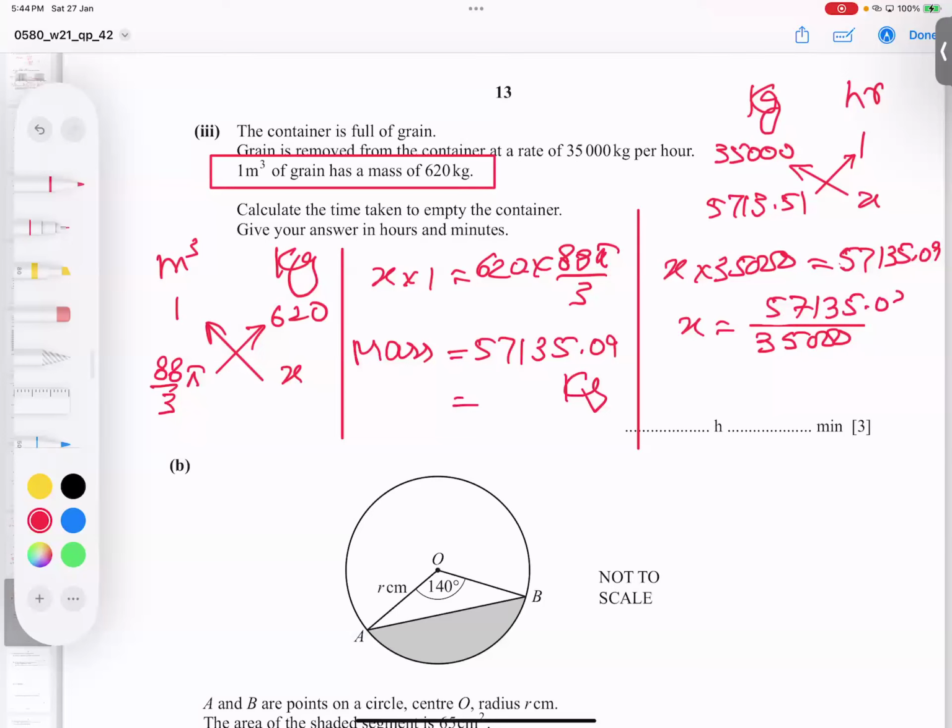Okay, and dividing by what? 35,000, and my answer is coming here now: 1.6324. We have a special key in our calculator under the square root.